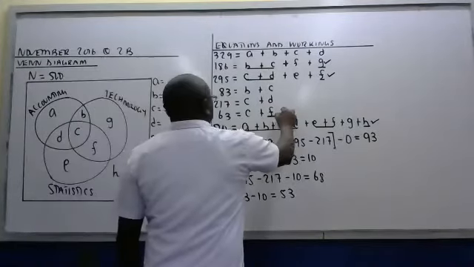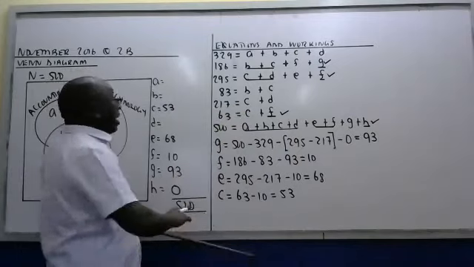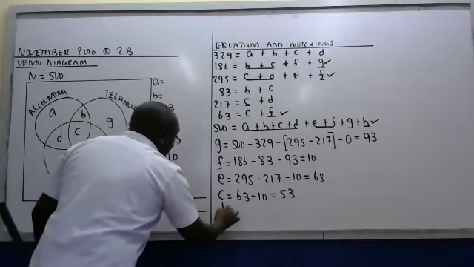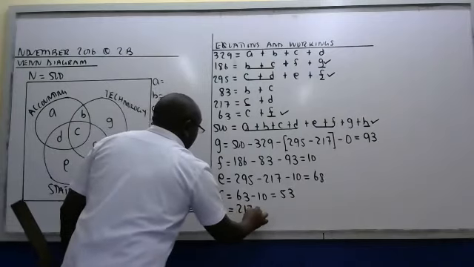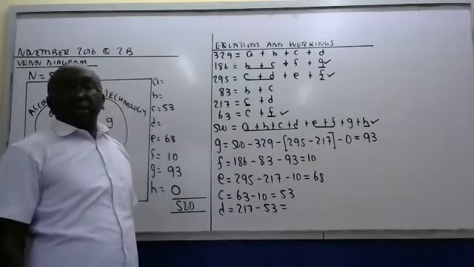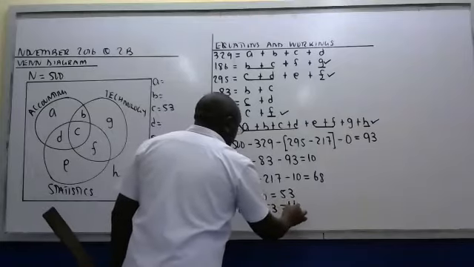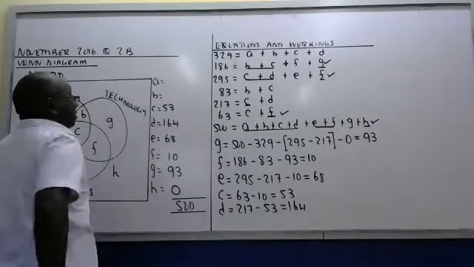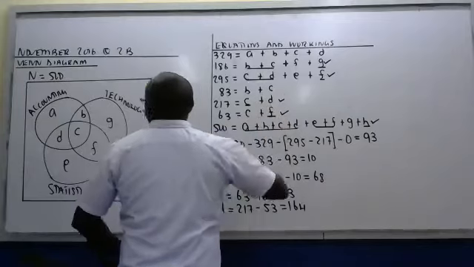This has helped us, we are grateful. So based on that, we come here to D, where we now know C. So D is equal to 217 minus C, which is 53. So that gives us what? 164. So D is 164. So you run here and record 164. So this one has assisted us.